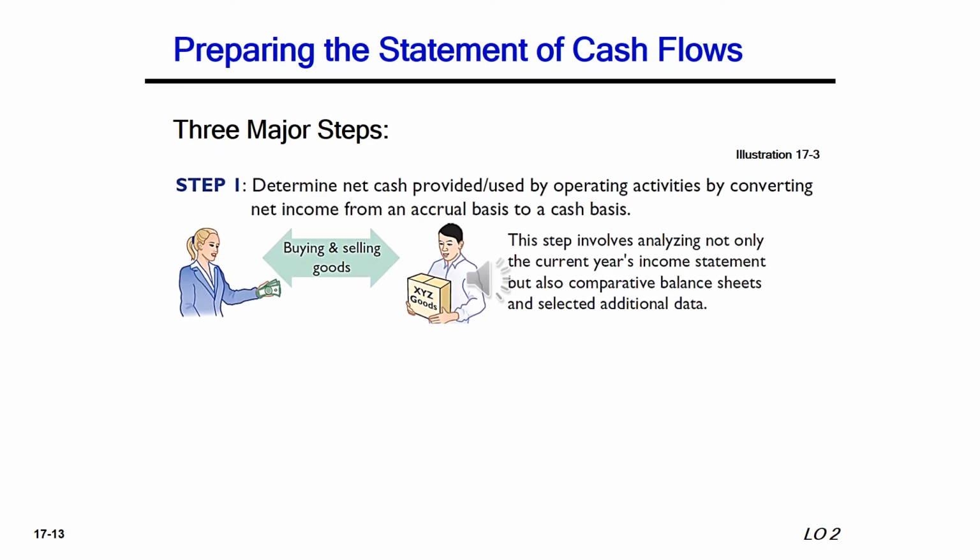The process of preparing the statement of cash flows goes through three major steps. The first one is to determine the net cash provided or used by operating activities by converting net income from an accrual basis to cash basis, right? If you remember that we talked in Accounting 1 about the differences between accrual basis accounting and cash basis accounting. So this is what this specific step entails. So it involves analyzing not only the current year's income statement, but also comparative balance sheets and selected additional data.